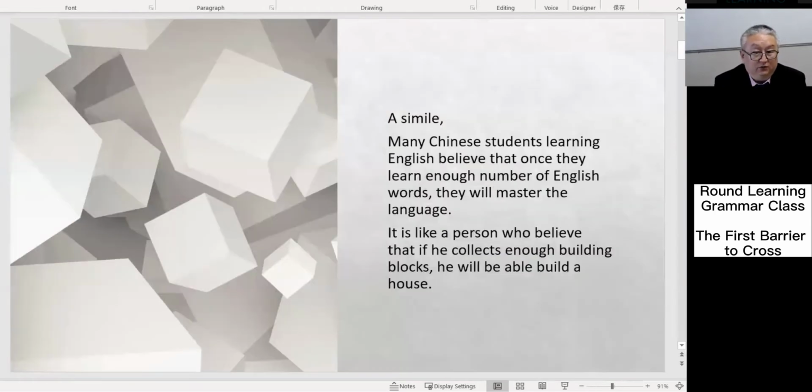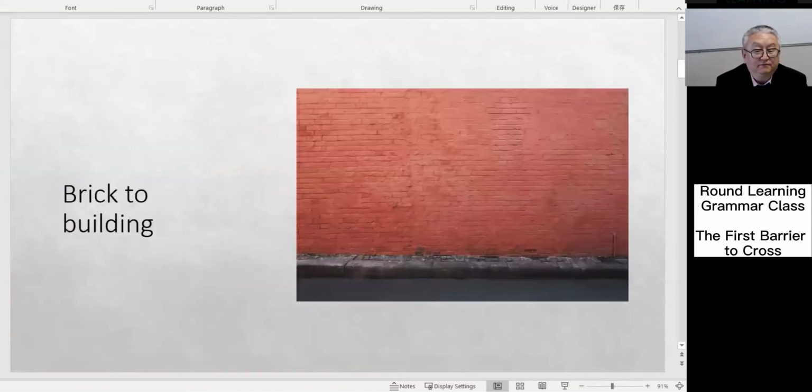To start with, I would like to share with you a simile. Many Chinese students like to collect English words. They like to learn new English words, believing that if they collect enough English words, then they will be able to master the English language, which is comparable to collecting a lot of building blocks, a lot of bricks, believing that if you have enough bricks, you will be able to build a house of a sort, right? So that is how bricks and building work.